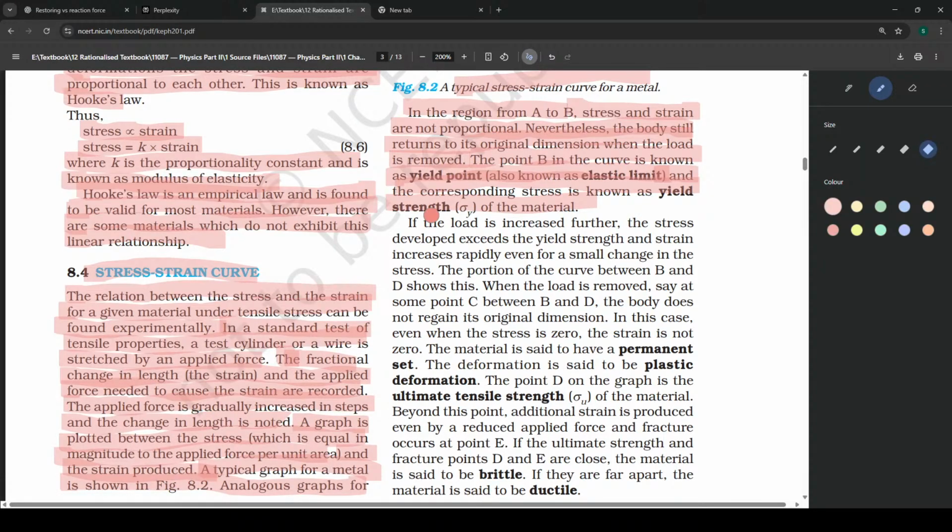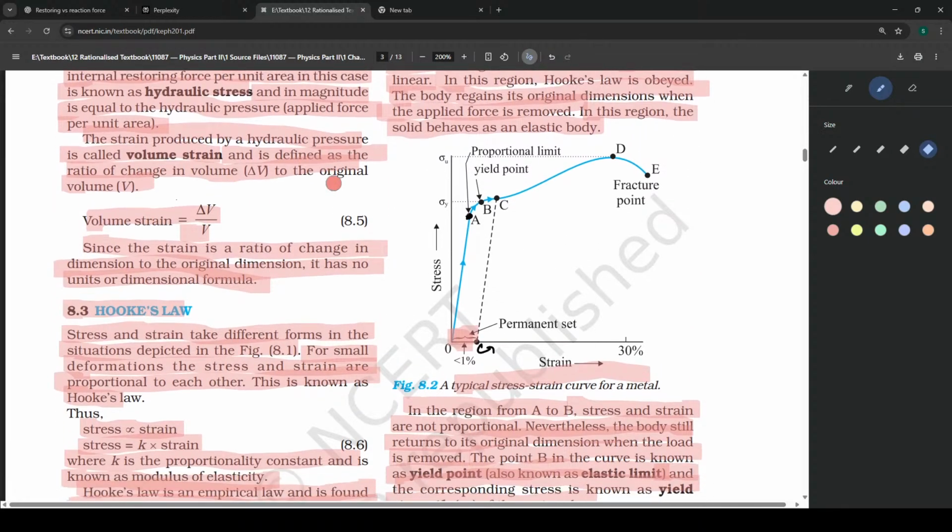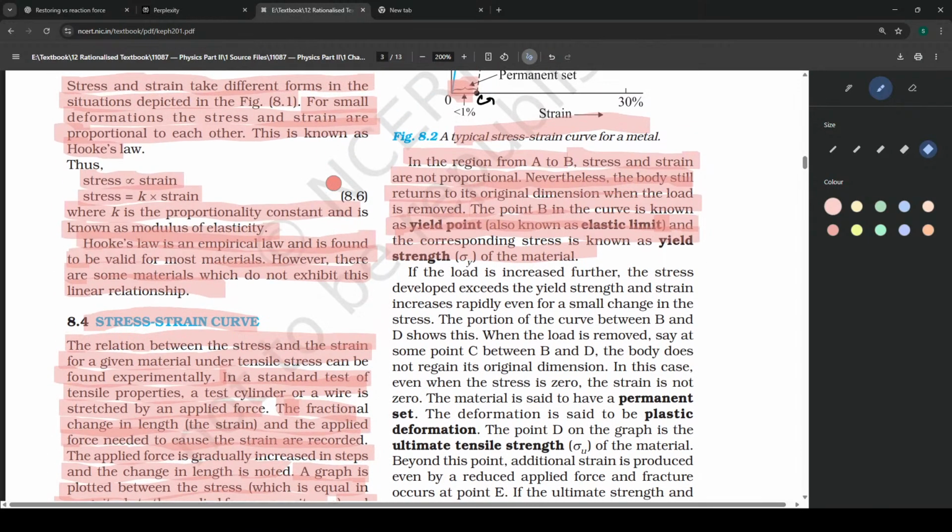And after the yield point, that is the yield strength, if the load, that is the stress, increases further, the stress developed exceeds the yield strength and strain increases rapidly, even for a small change in stress. That is what I said. The portion of the curve between B and D shows this.